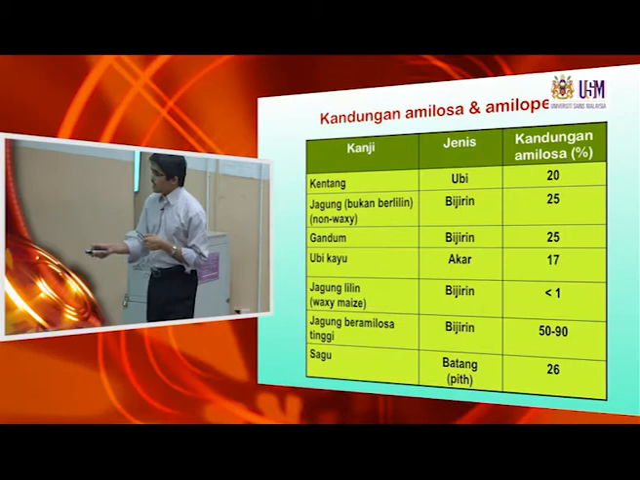And the opposite of waxy is high amylose. So we have high amylopectin, which is waxy starch, and high amylose starch. If we have corn, we don't call it amylo corn, but we call it amylomaize. So something that starts with amylo means that it contains a high amount of amylose, and it can be between 50 to 90%.